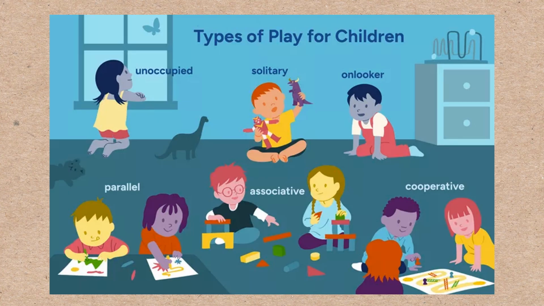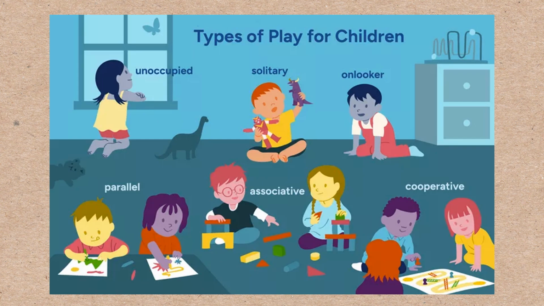Let us look at the types of play for children. Children will participate in many different types of play as they grow. This includes the 6 stages of play outlined by sociologist Mildred Parten in 1932. Unoccupied play, solitary play, onlooker play, parallel play, associative play, and cooperative play are the types of play.